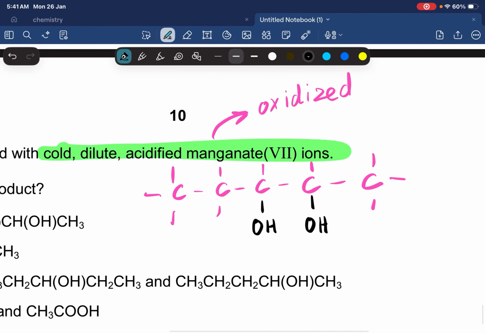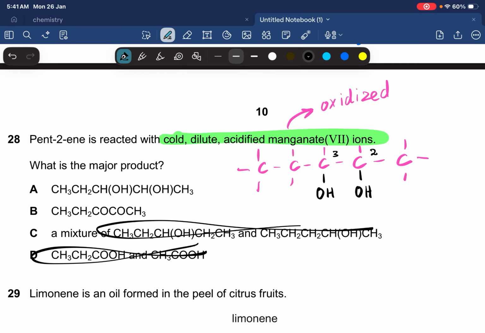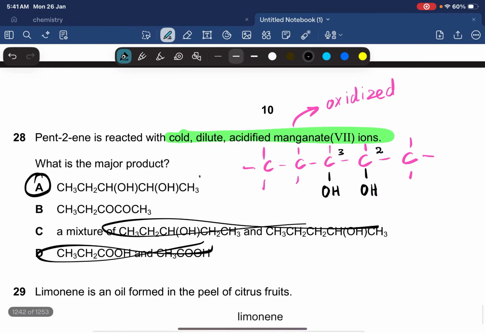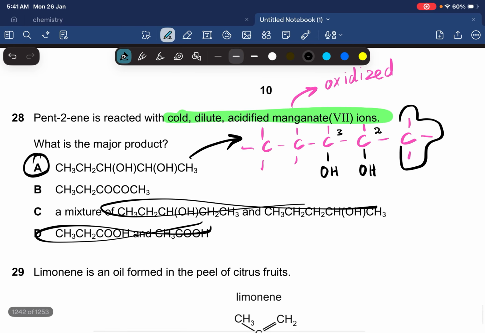So we're going to form pentane-2,3-diol. 1, 2, 3, 4, 5. So pentane-2,3-diol, right? A mixture of this and this. No, two products, just one product. So this one I guess matches my option, right? Because this is the CH3 part, and then that's the OHCH, and then we continue with that.